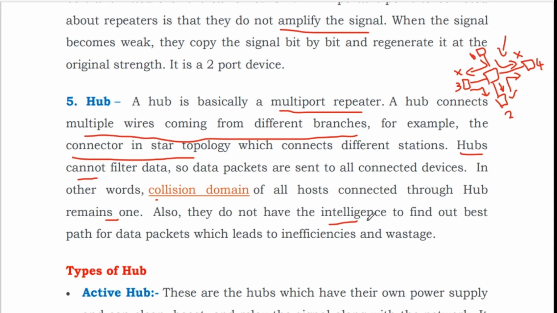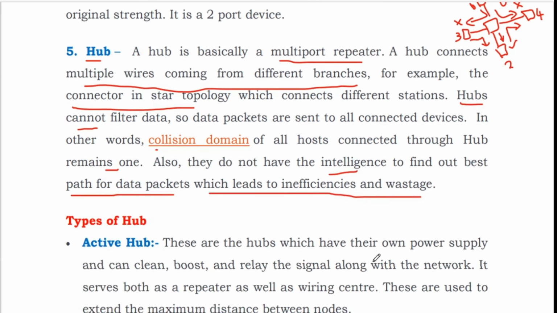When we talk about intelligence, they have to find out the best path for the data packet. A packet should be directed in such a way that collision does not happen and data reaches the defined computer or the proper destination in a given time period. Hubs are not intelligent, they cannot take any decision in routing the data. That's what we mean when we say they are not intelligent, which leads to inefficiency and wastage of bandwidth.